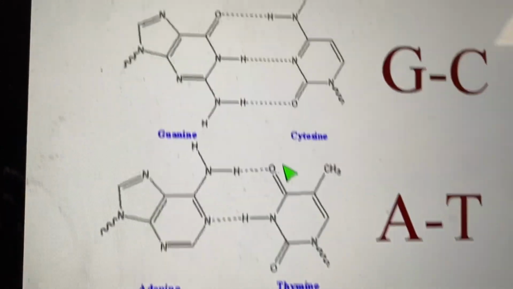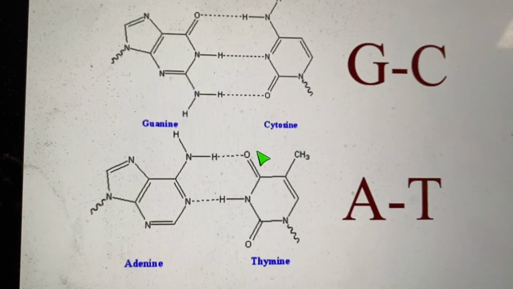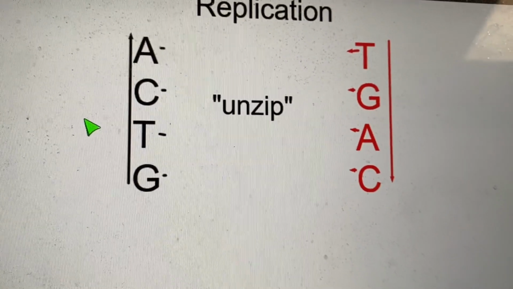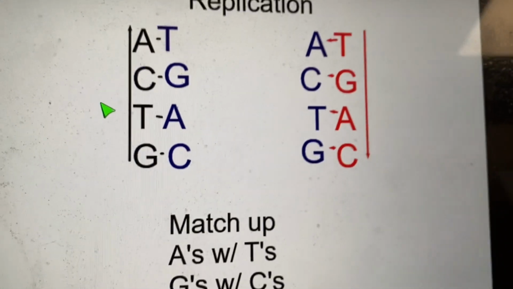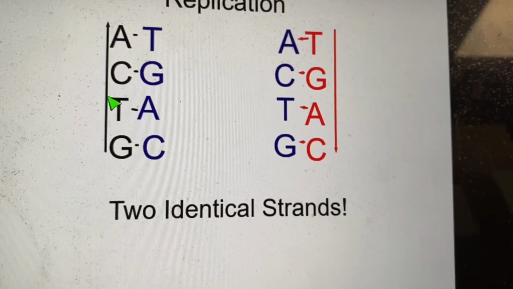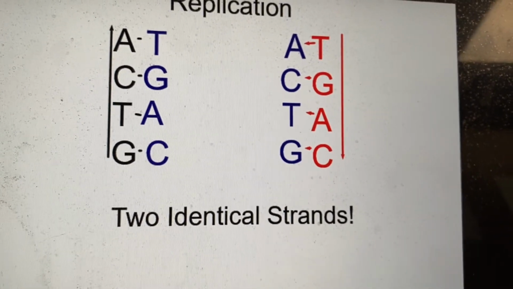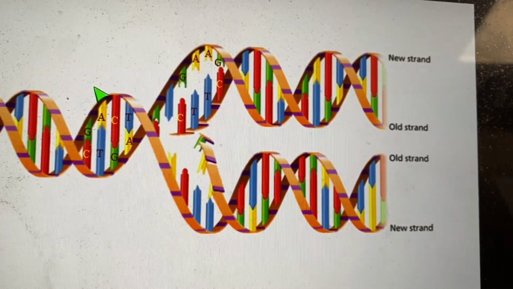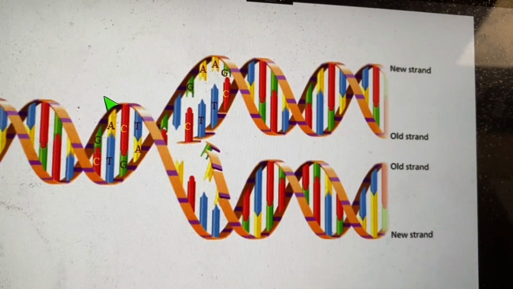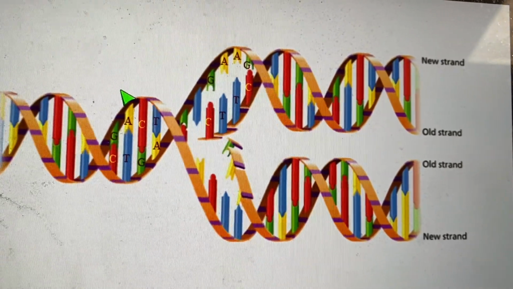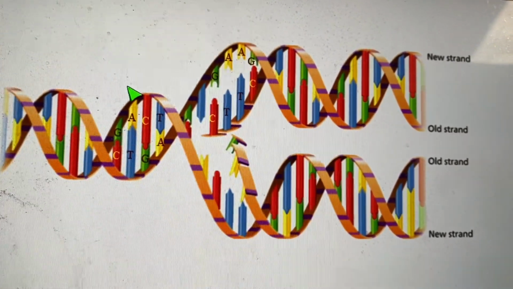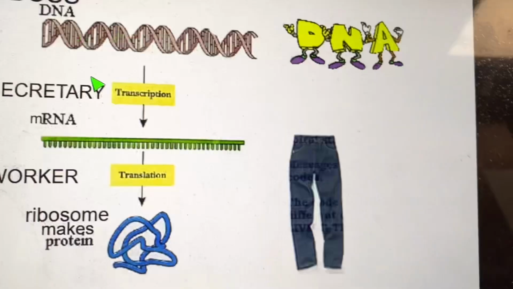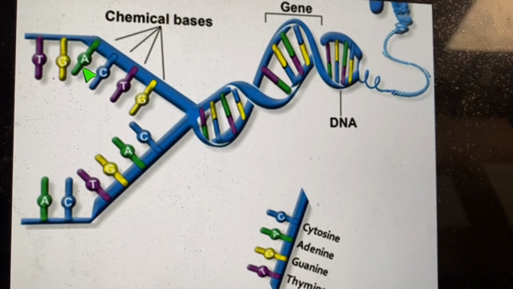And this actually is really simple, and it makes copying DNA super simple. You just have to unzip your original strand, match the A's with the T's, G's with the C's, and now you have 2 new strands that are identical to the one that you started with. See that? That's called replication. Unzip, match the A's with the T's and the G's with the C's. Replication, that's copying a DNA molecule. A's with T's, G's with C's.